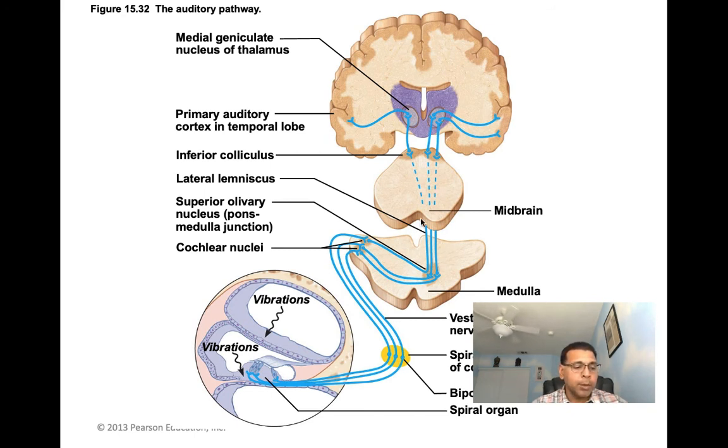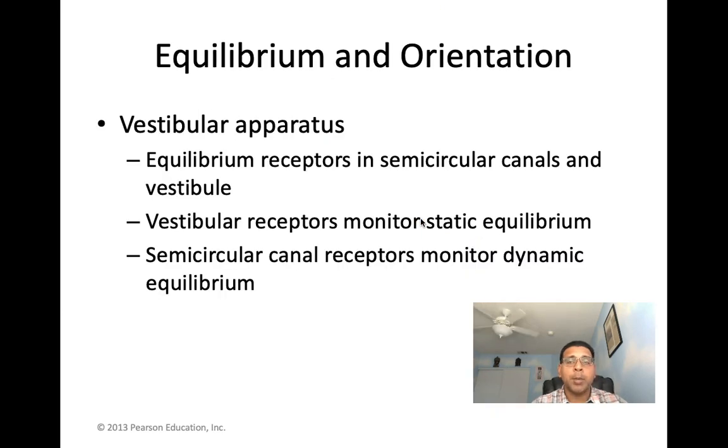Let's move on then to equilibrium. Let's talk equilibrium and orientation. The equilibrium receptors of the vestibular apparatus can be divided into two functional arms. You'll see the receptors in the vestibule, they monitor linear acceleration and the position of the head with respect to gravity, or our static equilibrium. The semicircular canals monitor changes in head rotation, called our sense of dynamic equilibrium.